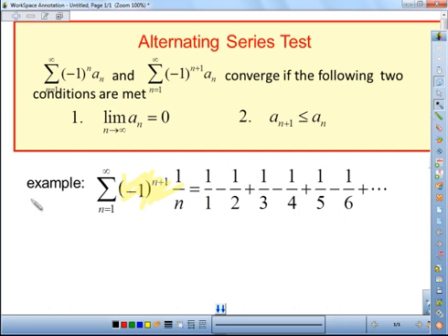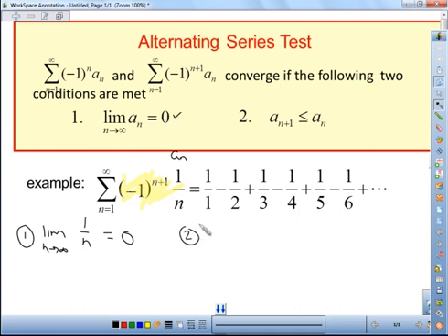So what we need to do in order to do the alternating series test is find the limit as n goes to infinity of 1 over n. This is a sub n. And notice that that is equal to 0, because as the denominator gets larger, my terms go to 0. So the first condition is met.